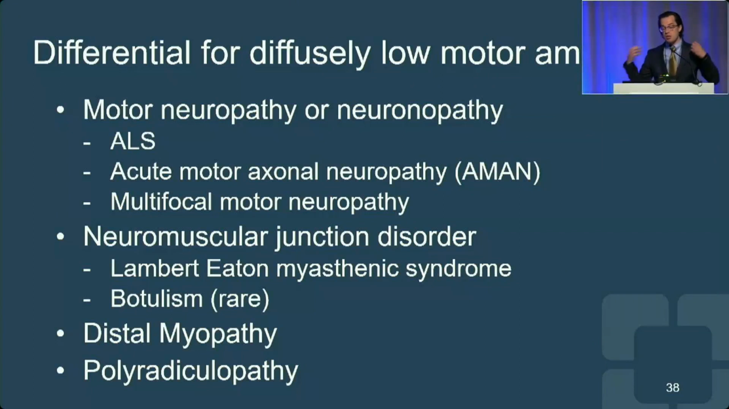In many myopathies, because they're predominantly proximal, nerve conduction studies are normal. Most of our nerve conduction studies we're doing in distal hand and foot muscles. But if you have a myopathy that is affecting those distal muscles, it can affect the motor amplitude. And then polyradiculopathy would be another consideration as well.